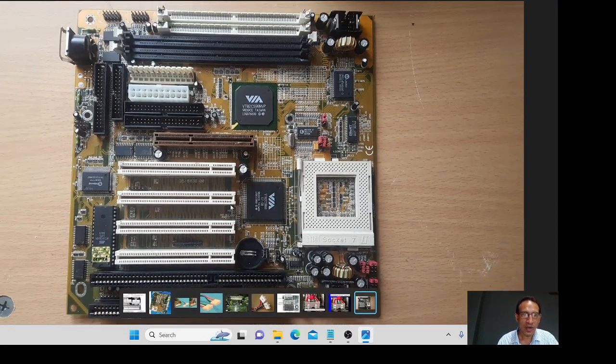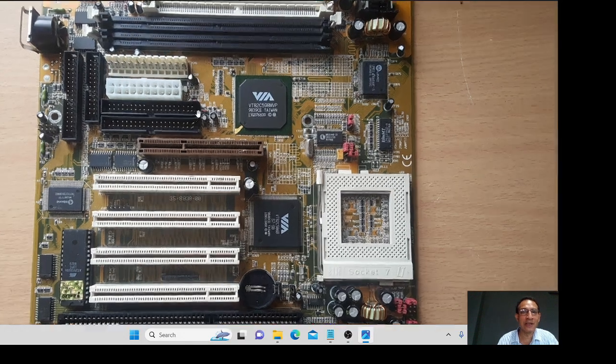Now in this one, PCI slots here, ISA slots here, the north bridge here, very close to the processor slot, and this is a processor slot for Pentium 7 and Pentium 1, and here an AGP connector is there. Here IDE connectors are there, and the floppy disk connector.